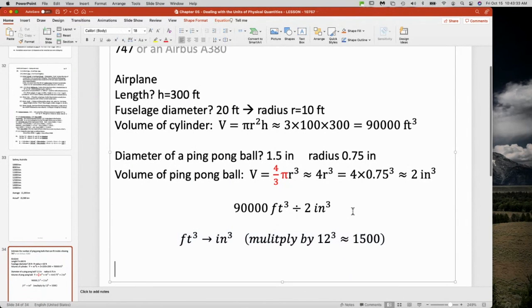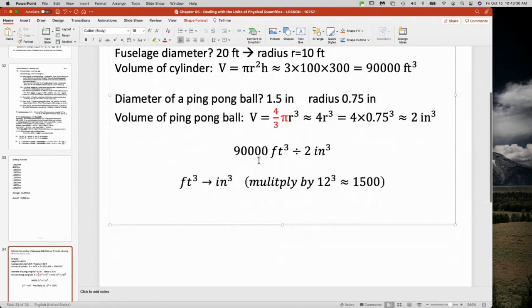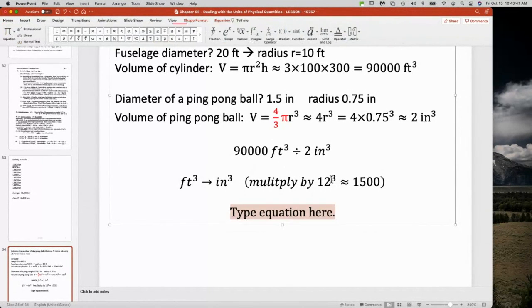So if we do 1,500 times 90,000, 9 times 15 is 135 with 2 zeros, and then 4 more zeros, and we're going to divide by 2. So what's the answer here? That's going to be like 140, so I'm going to say 70 with 6 zeros. So that's the final answer based on the estimates.